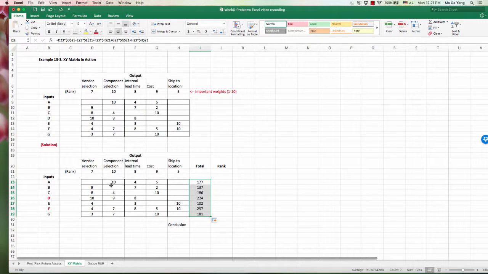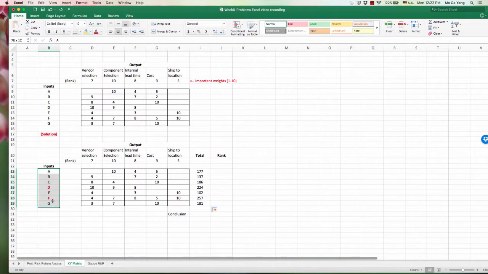Then the total is calculated, and simply we find which input is most important based on the total score. The highest total indicates the most important input. In this case, I highlighted already here input D and input F. These are the highest scores and pretty similar, pretty close. So we also provide a rank. This is rank 1 and rank 2.